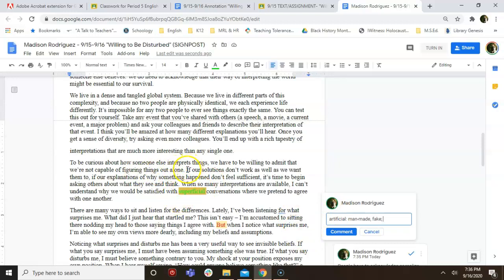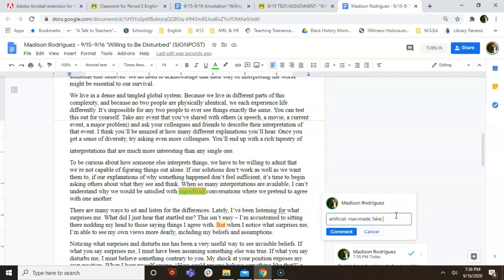So it says, if our solutions don't work as well as we want them to, if our explanations of why something happened don't feel sufficient, it's time we begin asking others about what they see and think. When so many interpretations are available, I can't understand why we would be satisfied with superficial conversations where we pretend to agree with one another. And I'm like, wait a second. The thing that is man-made, the thing that is fake, is the conversations.